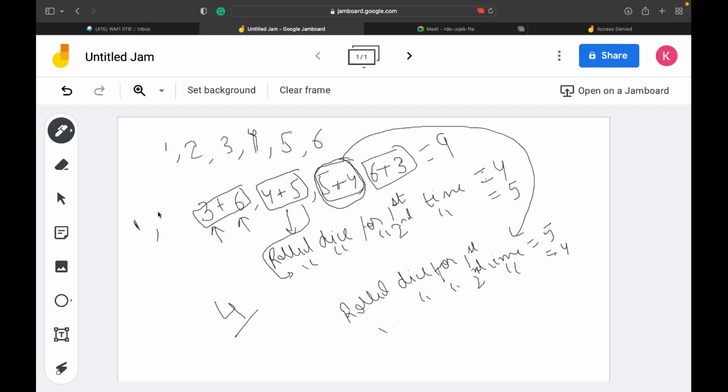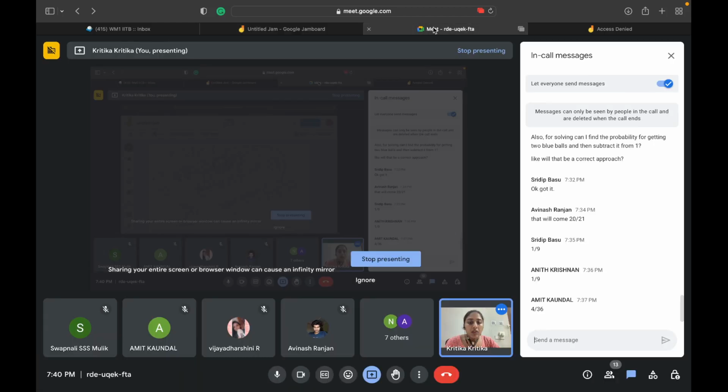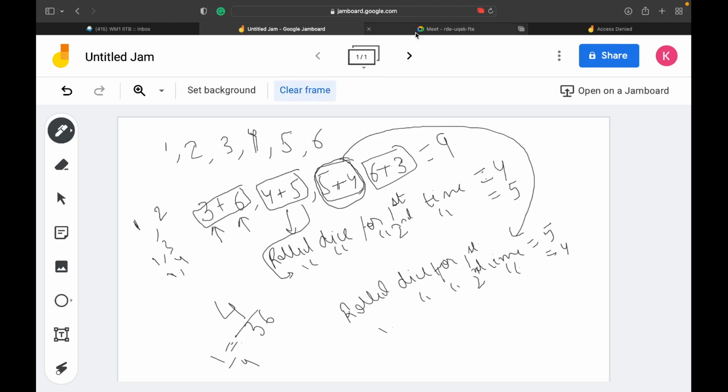Now when we roll the second dice, there can be 6 possible outcomes, and all those will be mapped with 1. So the possible combinations will be 1 by 2, 1 by 3, 1 by 4. Similarly it will be for 2, 3, 4, 5 and 6. So there will be a total of 36 outcomes. So it will be 1 by 9. So I hope this is clear.